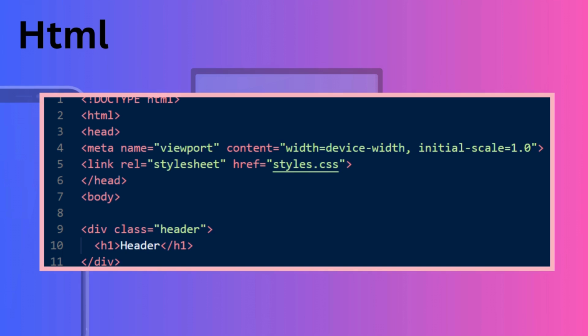That was all for the head. Then in the body I am adding a div container which has a class of header, and then the h1 tag in the div. This is the header content, and we will manipulate it with the CSS, which we will see at the end. This was the header section.